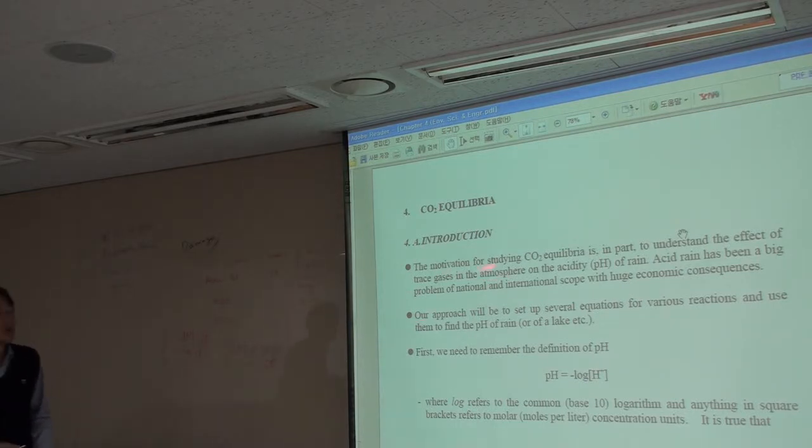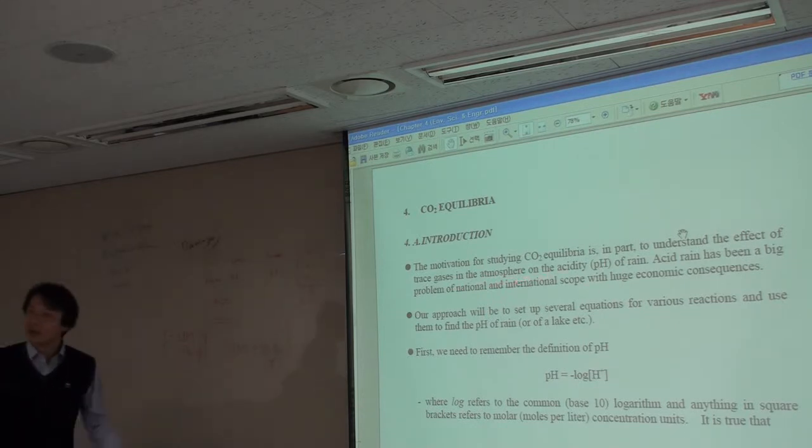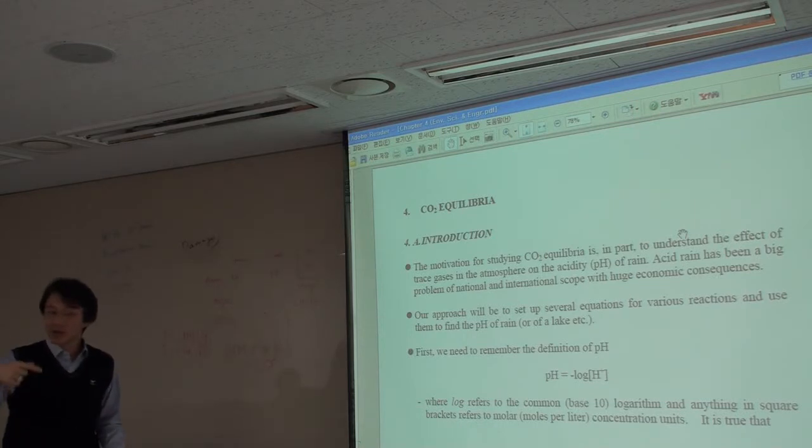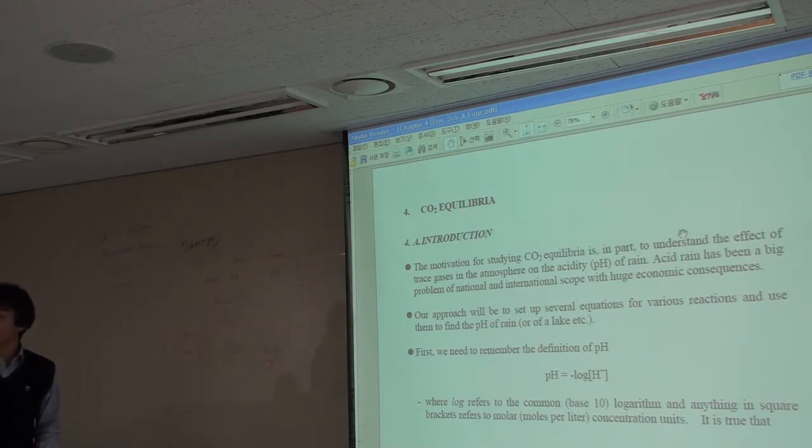So the motivation for this study, CO2 equilibrium, is in part to understand the effect of trace gases in the atmosphere on the acidity. As I already talked, you actually breathe most of the nitrogen, most of the CO2, and most of the oxygen. If you just spray the water, CO2 can be dissolved in the water, but the amount is very low. For humankind, CO2 dissolution in water may be very low.